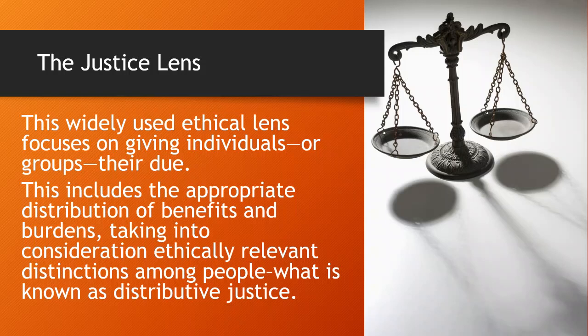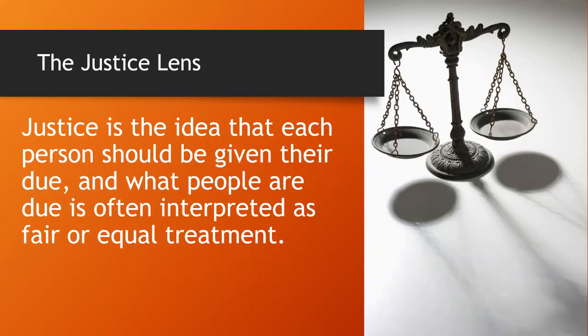taking into consideration ethically relevant distinctions amongst people, what is known as distributive justice. So we can see here that the rights lens is looking individually within a person, and starting with the justice lens is bringing in the idea of groups and the different groups and interactions. So in this case, justice is the idea that each person should be given their due, and what people are due is often interpreted as fair or equal treatment.